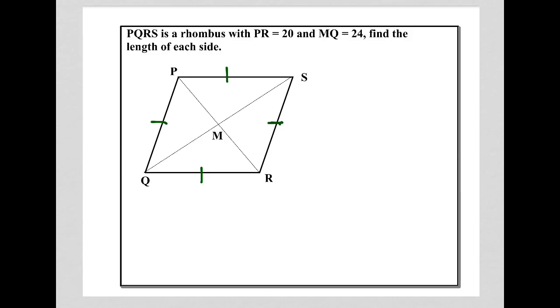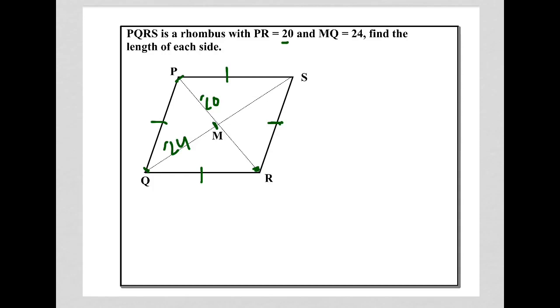And we are told that PR is 20. So this whole diagonal is 20. Okay. We're told that MQ, just half of this diagonal, is 24. Okay. And I want to find the length of each side.